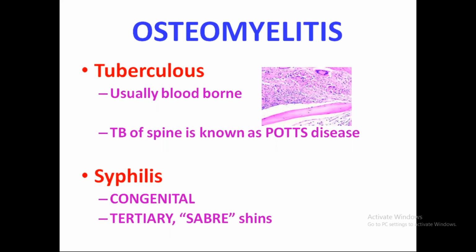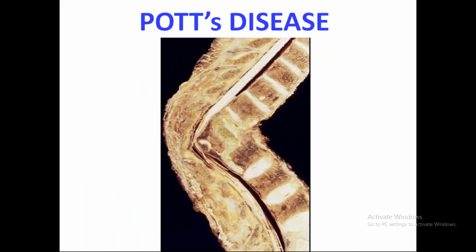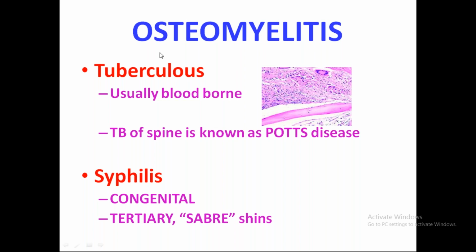Coming to osteomyelitis which can be of tuberculous origin, here you are nicely seeing a Langhans type of giant cell. This is the bone with adjoining inflammatory infiltrate. You can see granulomatous inflammation comprising lymphocytes, plasma cells, neutrophils, macrophages, and giant cells of both Langhans type and foreign body type. Usually it is blood-borne. Okay, TB of the spine is known as Pott's spine. Pott's spine is mostly asked as a short note for you. You need to write about the granuloma.